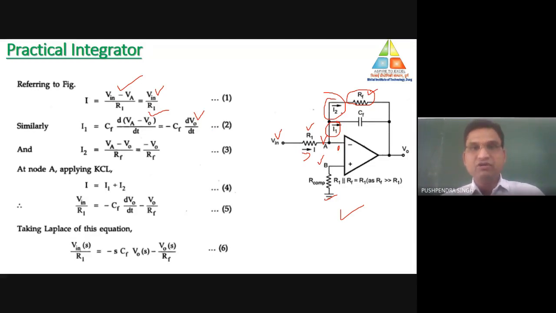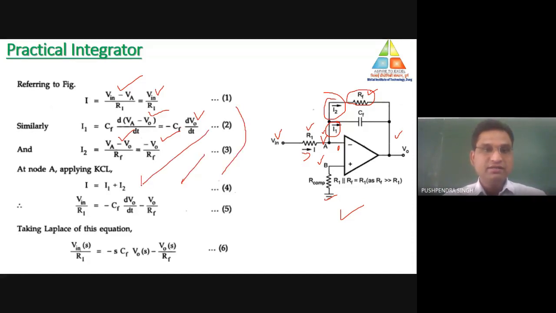Similarly, what is the value of I2? I2 is (VA minus V0) divided by RF, and as VA is equal to 0, the output will be equal to minus V0 divided by RF. Now substitute these three currents in the KCL equation. So I is equal to I1 plus I2. Substitute all that. So this is the value of equation number 5.